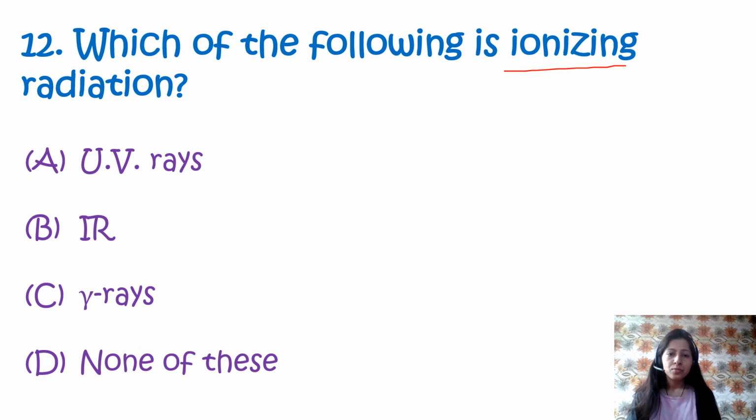So these ionizing radiations can be gamma radiations or nuclear radiations, X-rays, cosmic rays. So my correct option will be option number C, that is gamma radiation.